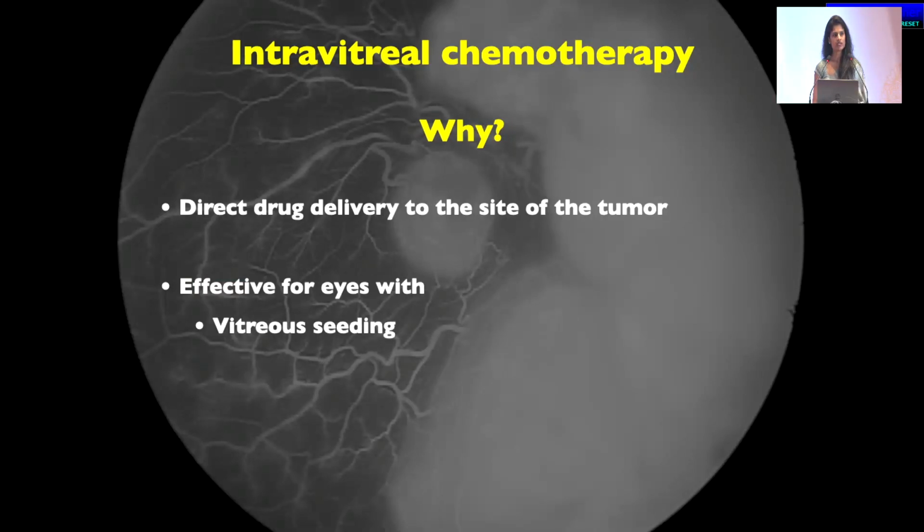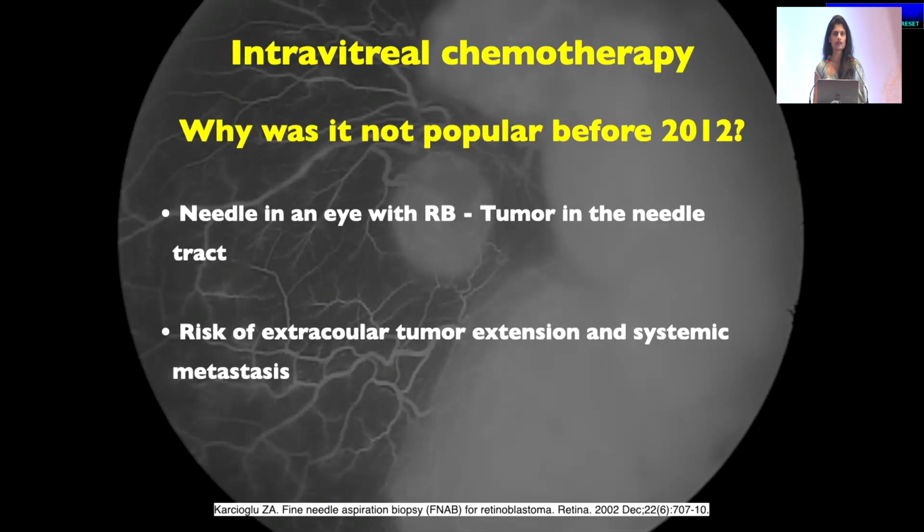Now, why do we give intravitreal chemotherapy? Because the advantage is that there is direct drug delivery to the site of the tumor, and it has been proven that it is effective in eyes with vitreous seeding, where the other forms of chemotherapy may not reach adequately. Now, why is it that it was not popular before, but it is popular now?